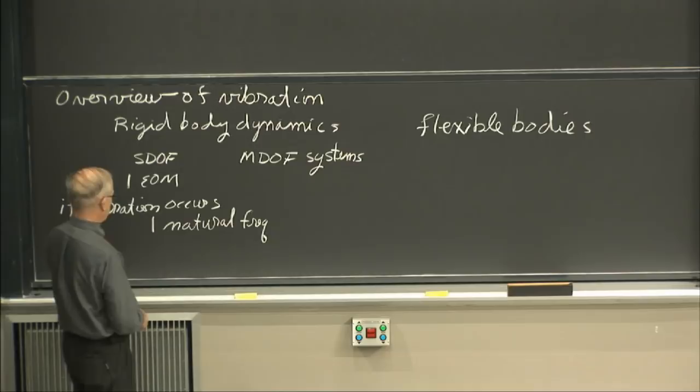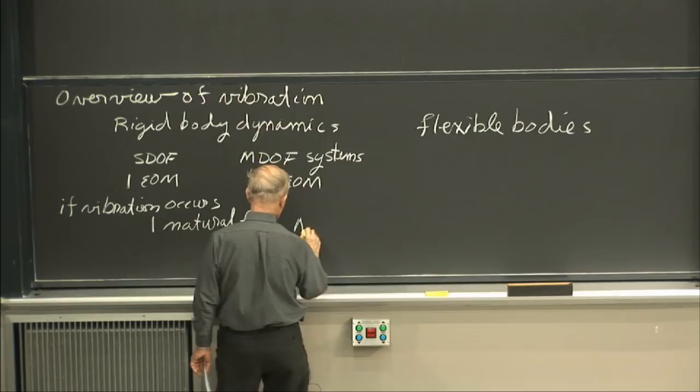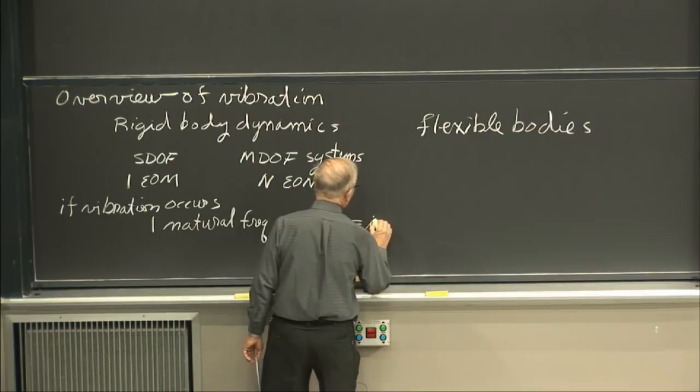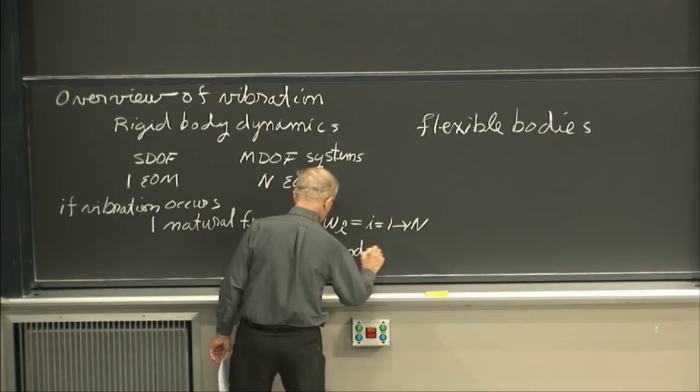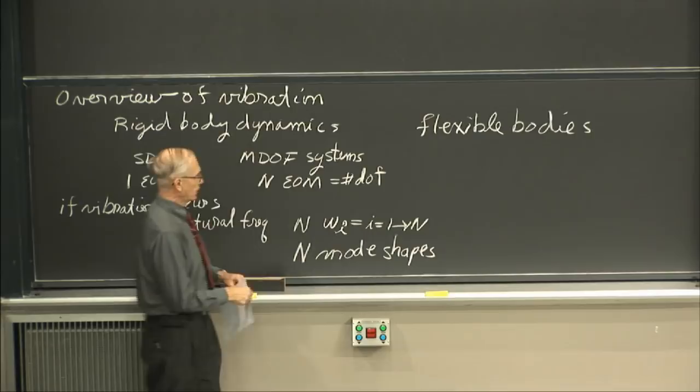Multiple degree of freedom systems have n equations of motion, for the number of degrees of freedom. And if they vibrate, they have n values of omega i, for i equals 1 to n. You get n natural frequencies of the system, and you will get with it n mode shapes. So an n degree of freedom system will have n natural frequencies and n mode shapes that go along with it.